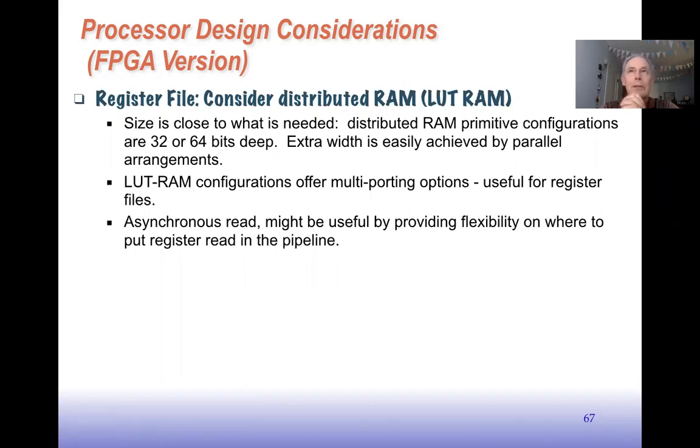You could build this register file out of block RAMs, or you could build it out of LUT RAMs. And we recommend LUT RAMs because the size is close to what you need. If you remember, I showed you the distributed or the LUT RAM primitive configurations, and there you can set it up to be 32 or 64 deep, which is the right depth that you need for a register file. And then to get the right width, you can just put multiple of these, 32 of these in parallel. So it's a nice, efficient way to implement a register file.